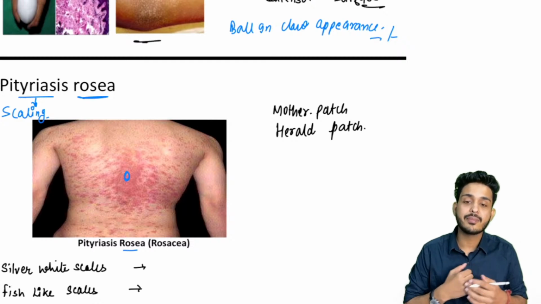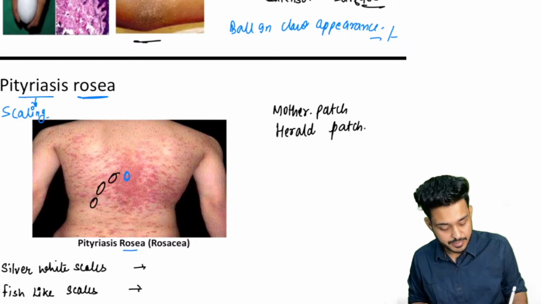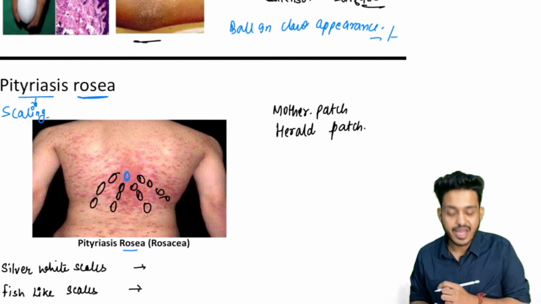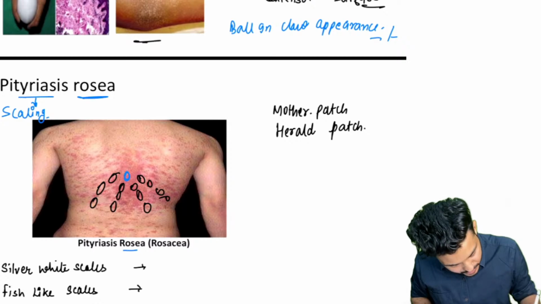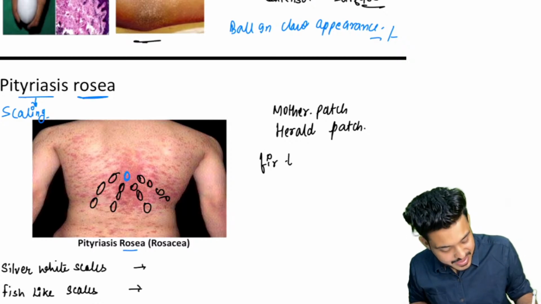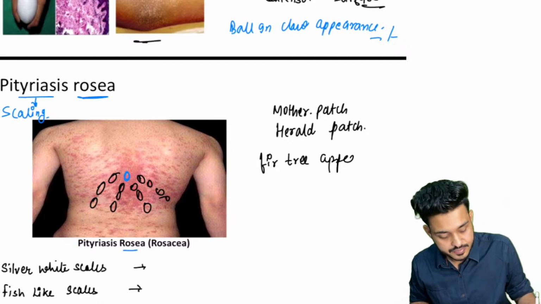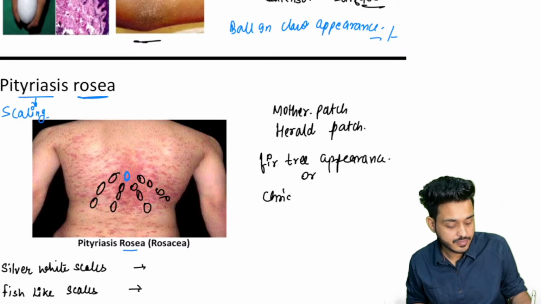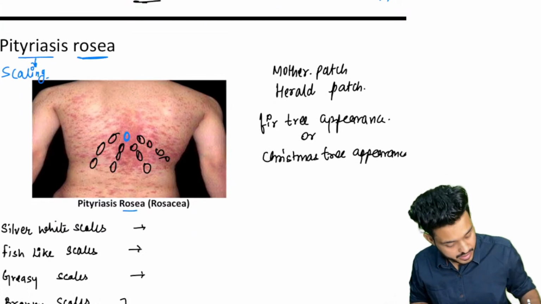So there will be formation of a mother patch. Now from this mother patch, there will be formation of other patches as well, and they will be in the form of a Christmas tree. They will be in the form of a fir tree or Christmas tree appearance. They will be giving rise to a fir tree or Christmas tree appearance.